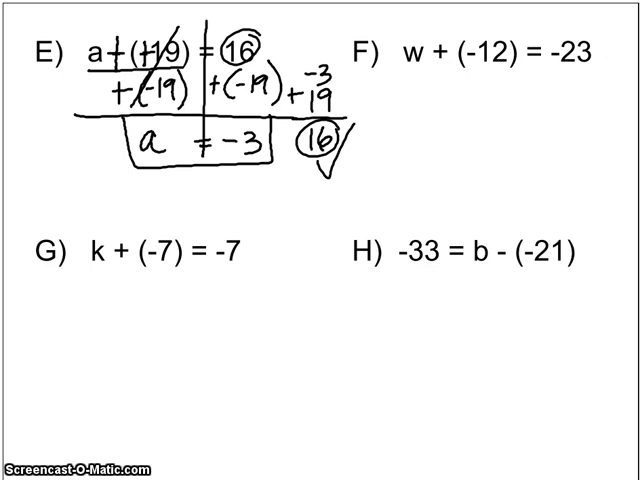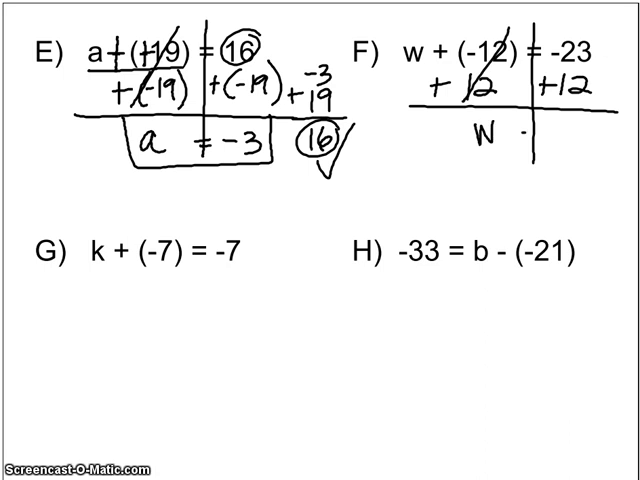And letter F. Again, I'm going to add. The opposite of negative 12 is 12. So I do it to both sides, so I keep my equation balanced. The opposites cancel out, and then over here I have more negatives, so my answer is negative. The signs are different, so I subtract.